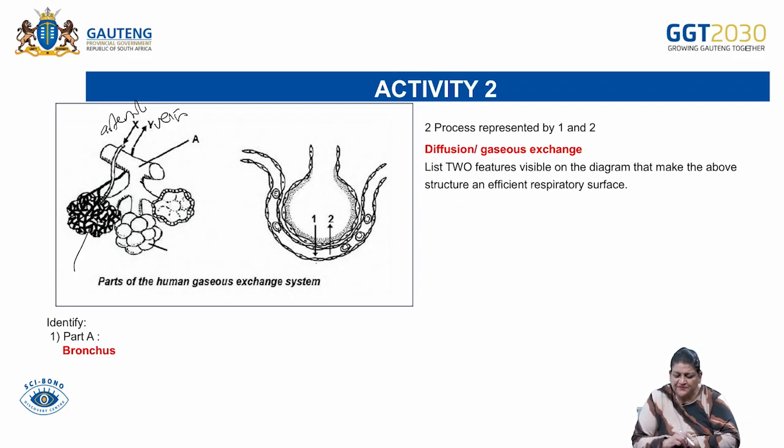List two features visible on the diagram that make the above structure an efficient respiratory surface. So what are the two things in this diagram that you can see that make it efficient? Yes, we can see a very, very thin membrane. Can you see all these dots here, learners? That is a layer of moisture, because the gases must enter in a dissolved form. It's a single membrane that is going to be thin, right? Thin. You can see moisture.